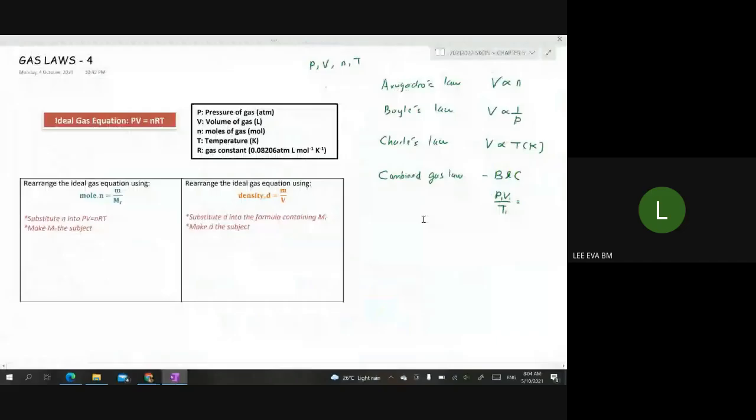1 over T1, and maybe your second set is P2 V2 over T2. Okay, how about the last law that you have learned? What do we call it?